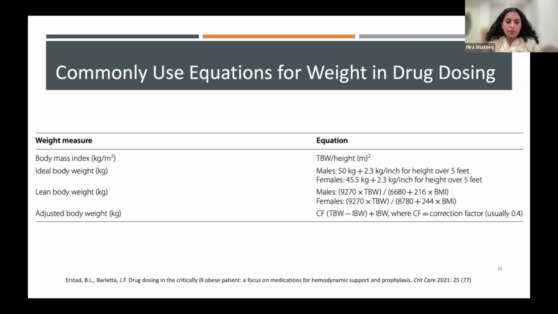Some drugs are dosed based on lean body weight, but I really don't deal with a lot of those. But know that we also have this additional formula of adjusted body weight, which is the correction factor added to the difference between the ideal body weight and total body weight. And a lot of times that correction factor is about 0.4.